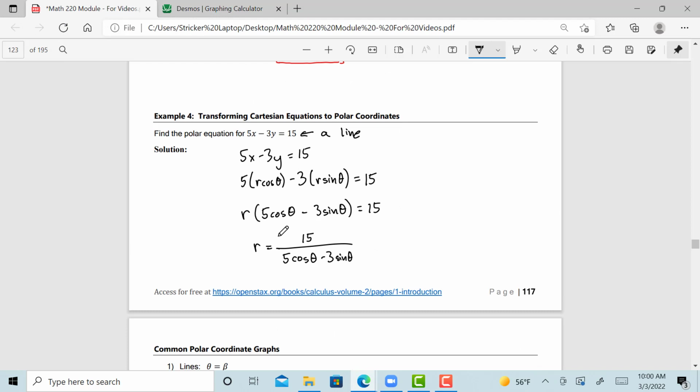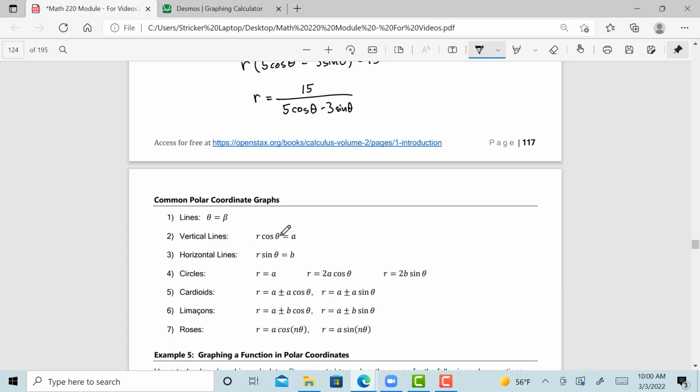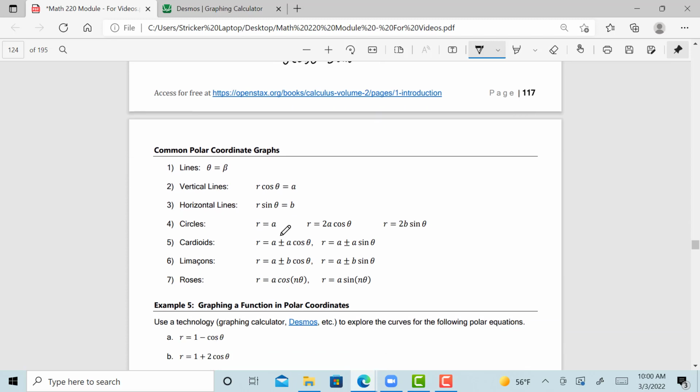So on the last page, we're going to explore these graphs a little bit more. We have some different common shapes, some different common polar graphs, and what their forms look like. So theta equals b is a line. That should make sense, because if theta is some constant, then it's just going to follow whatever angle that's at, and it'll just go through that angle.